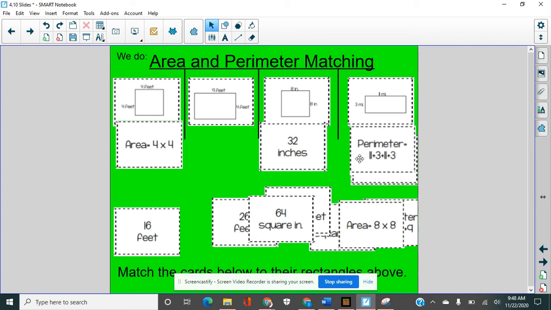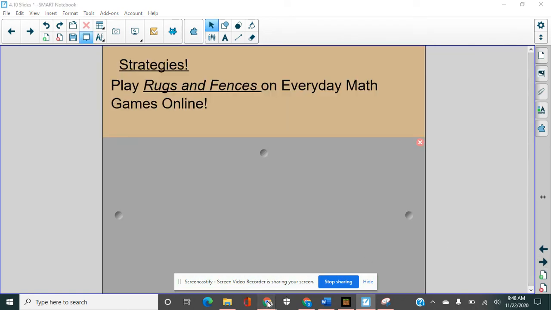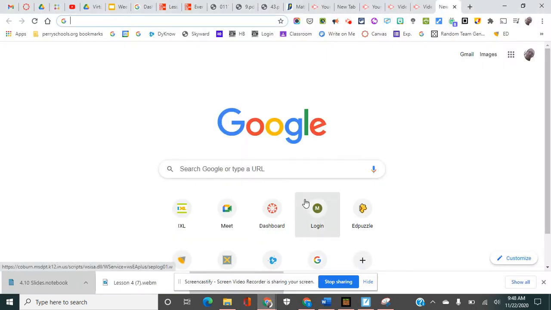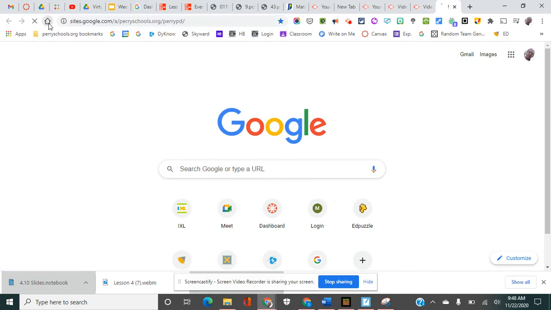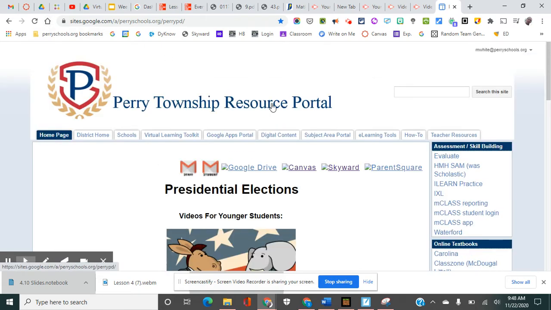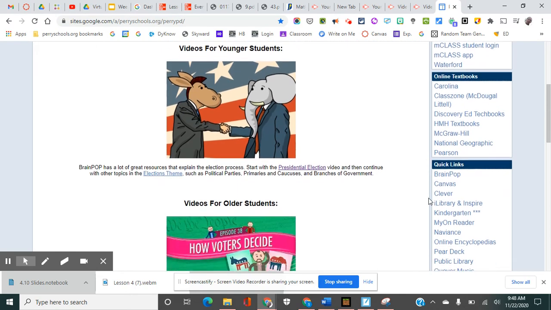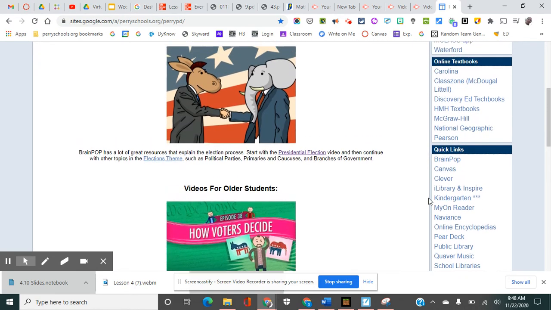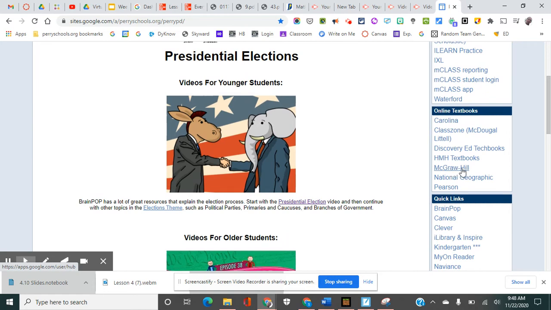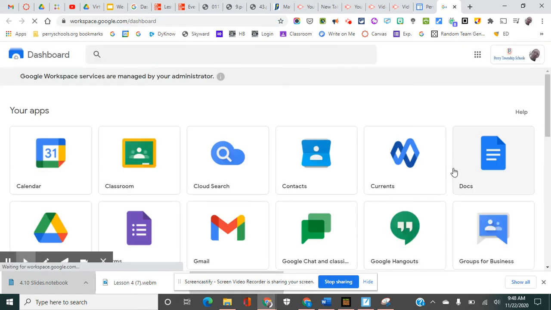So area and perimeter, we don't have time to go through all of those because I need to show you how to play Rugs and Fences. So let's come over here. We're going to go to our home here, and we need to go to McGraw-Hill, that's our Everyday Math. I wish they would call it Everyday Math, but they didn't.